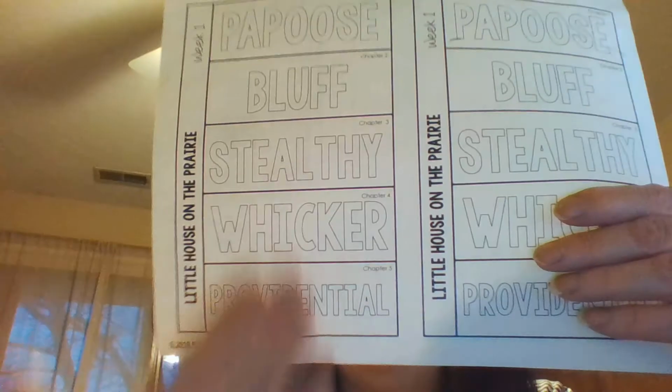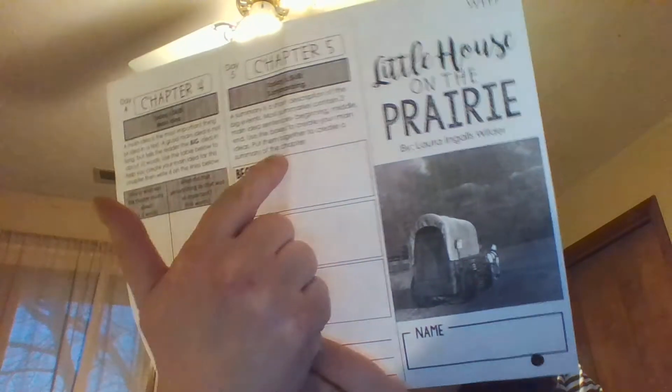Last one on chapter 1. You have chapter 2 over here. Chapter 1, providential. Or week 1, not chapter 1. And then we're going to be working on sequencing. We're going to be talking about summarizing the beginning, the middle, and the end of the chapter.